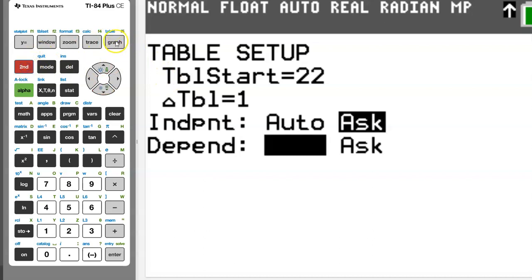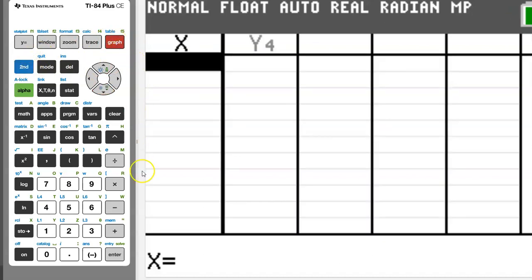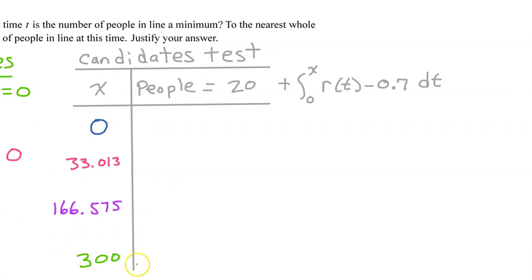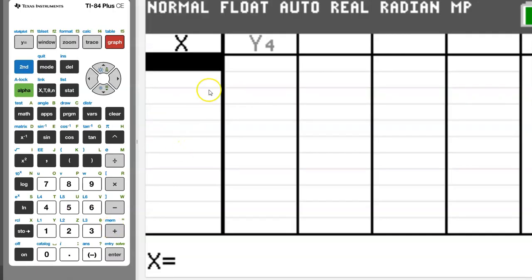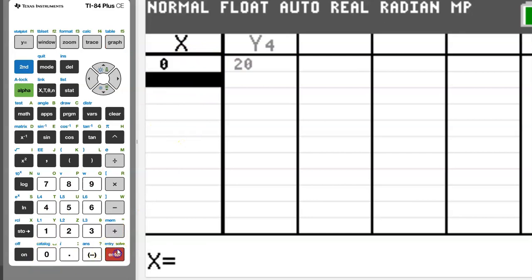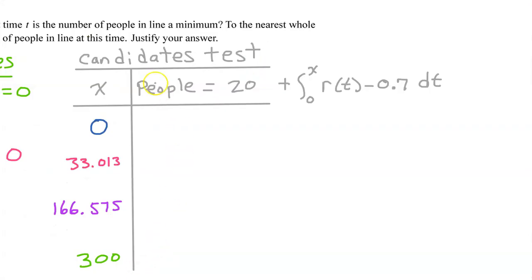So back to second table. So I can type these in one at a time. So first I want the number of people at time 0. We know that there should be 20 people at time 0. That's given. But this is a nice way of checking to make sure the function is working. So we type in 0 and hit enter, and indeed we see the 20. So let's go ahead and record that. So we have 20 people at time 0.